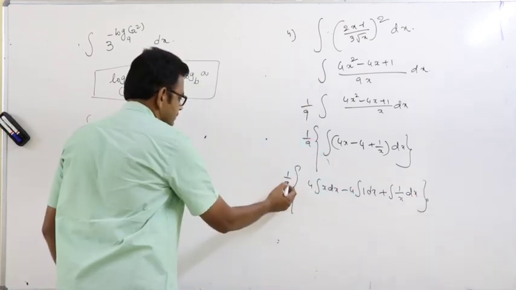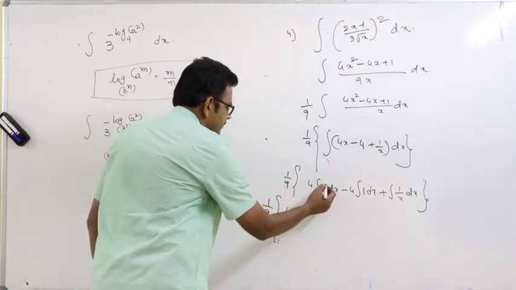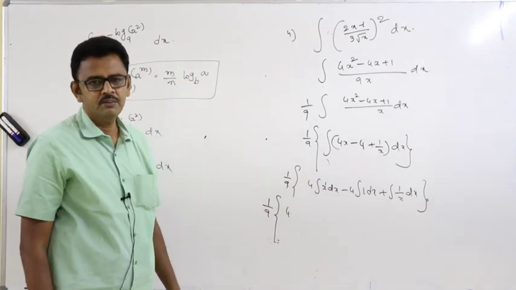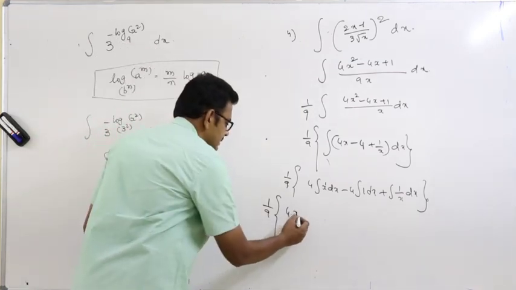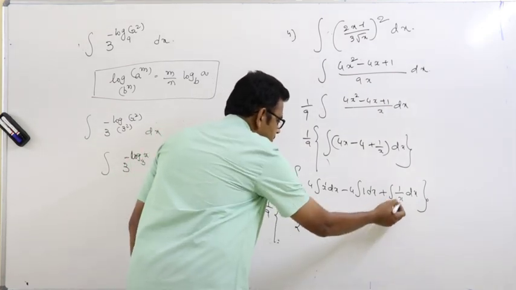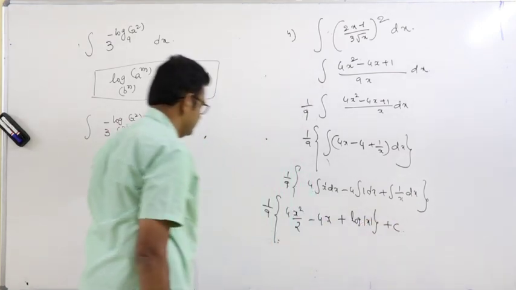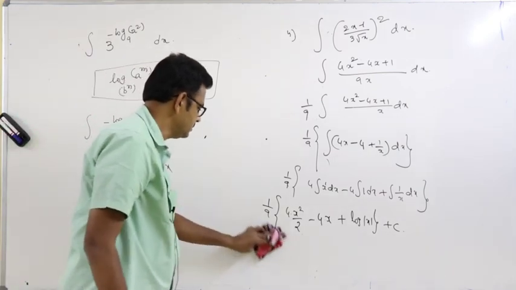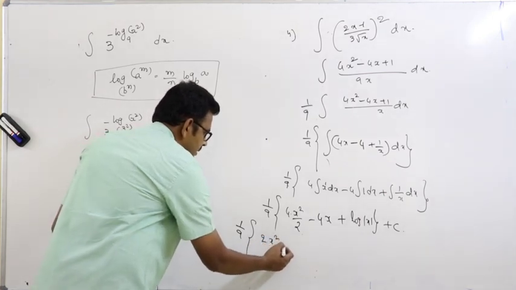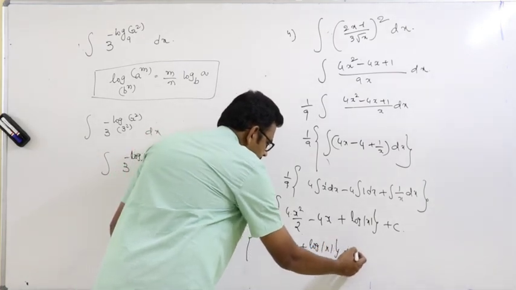That is 1 by 9 into 4 into integral of x, meaning x to the power of 1. Integral of x power n formula: x power n plus 1 by n plus 1. So this is x square by 2. Minus 4 into integral of 1, that is x, plus integral of 1 by x, log of mod x, plus c. So that's enough. So this is 1 by 9 into 2x square minus 4x plus log of mod x plus c.